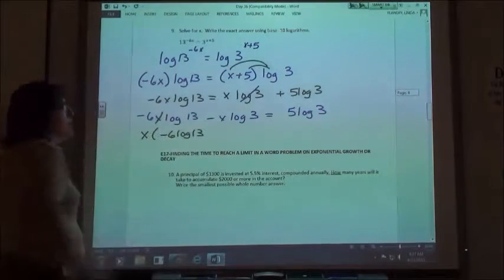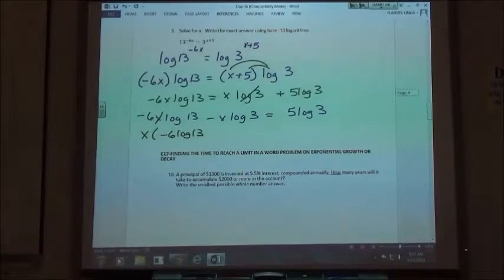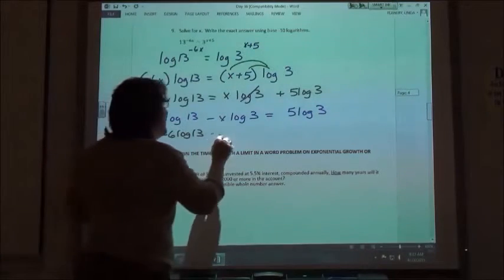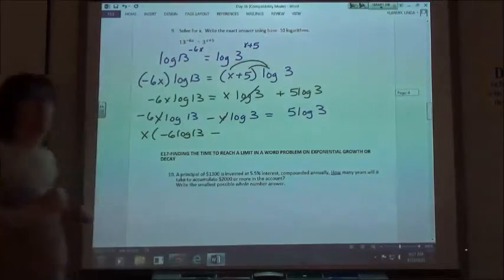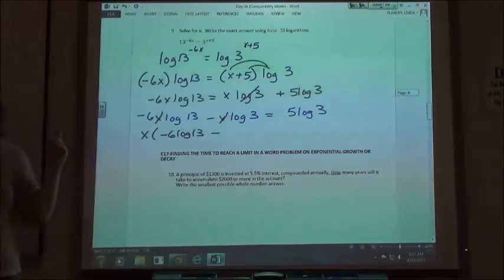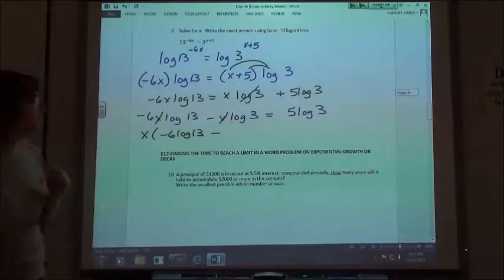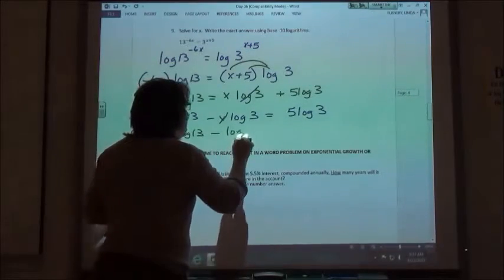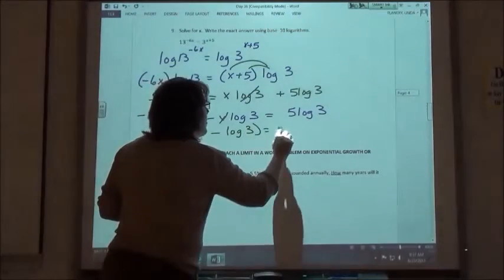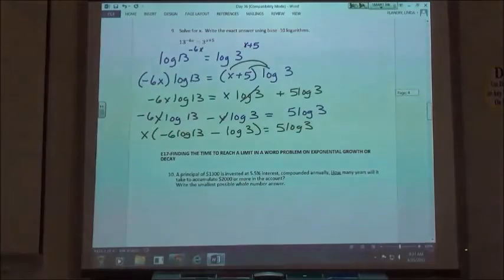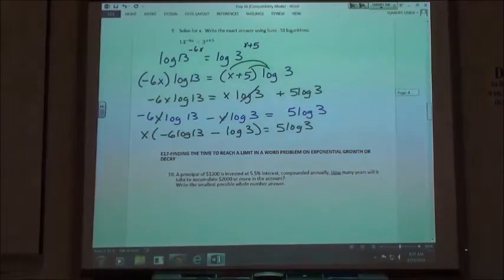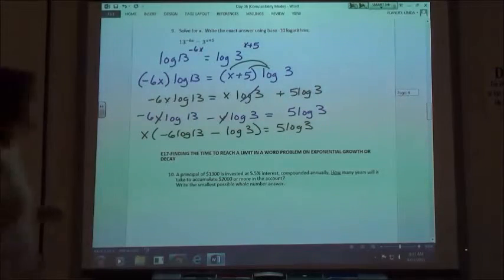Negative 6 log 13, right? If we take the x out, you still have that negative 6 in front. Minus, x log 3. We're taking the x out, so it's just going to be log 3, right? Equals 5 log 3. So we've got to take the x out of both of them, put it in front. Equals. So now x is going to equal.